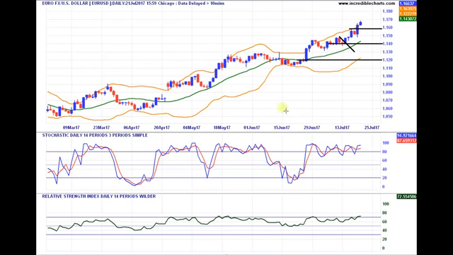In terms of momentum, I put it on the chart. Overbought stochastic, but it's chopping. It's of no other use to me than just to show how overbought the euro is. Same with the RSI, flat above 70. So just gives the indication of how far we could go to the downside.